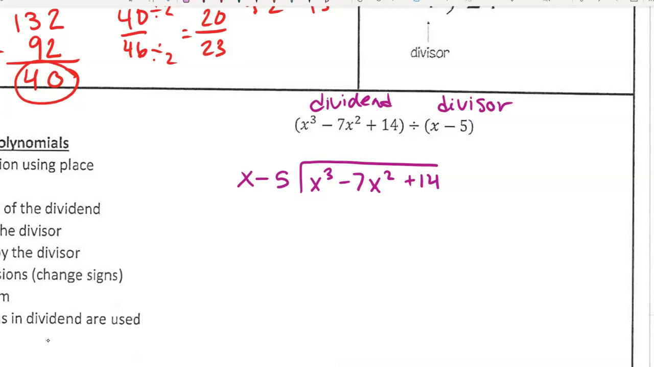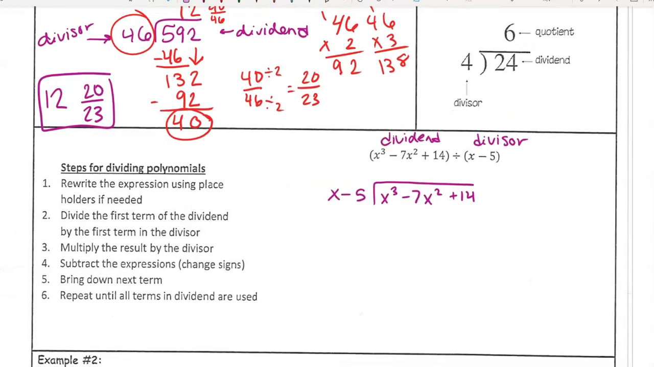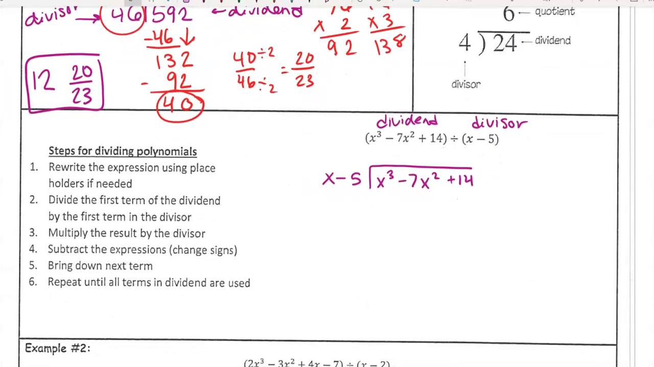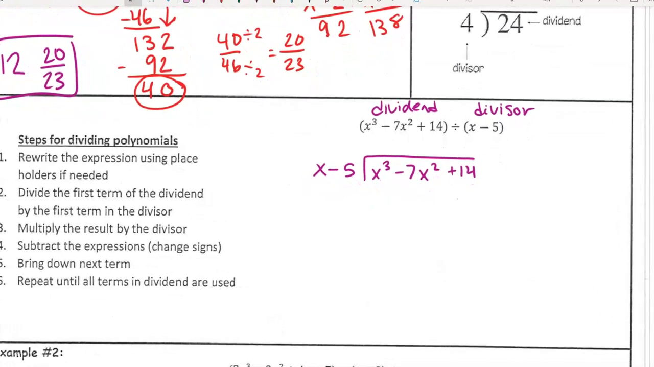All right. It says rewrite the expression using placeholders if needed. Oh, I forgot a placeholder. The way we determine if we need a placeholder, we look at the exponents. Is this polynomial in standard form, and what exponent is missing? Here we have x cubed, x squared, and then we go right down to a constant. So in between x squared and the constant, we are missing an x.